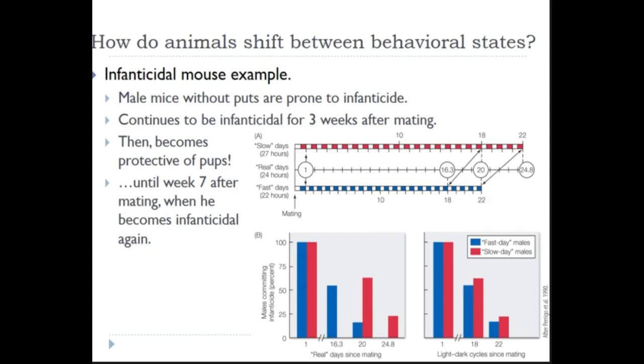But then they had a group of individuals that they put on slow days, where every day they had them on a light-dark cycle, but every day was about 27 hours long. So it was 3 hours longer than a regular day. And it was very predictable. Every day on this clock, the light would come on after 27 hours instead of after 24 hours. They had another group that were on faster days. These only had 22 hours in their days. So we're manipulating the environment around them.